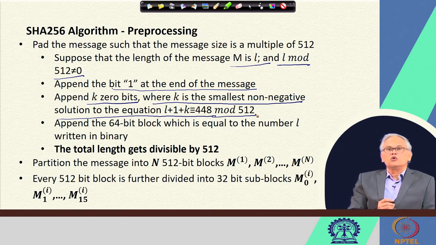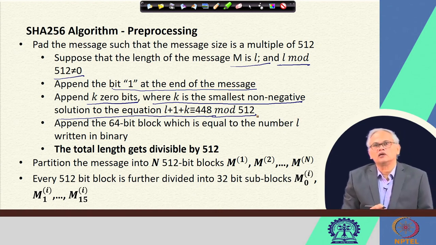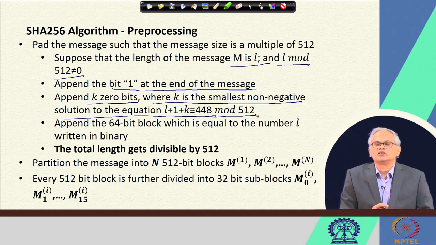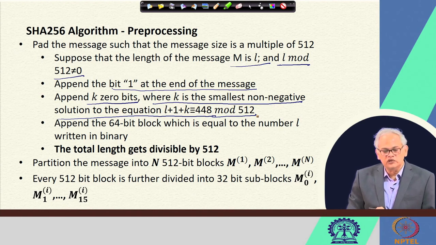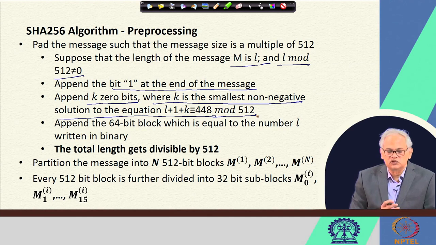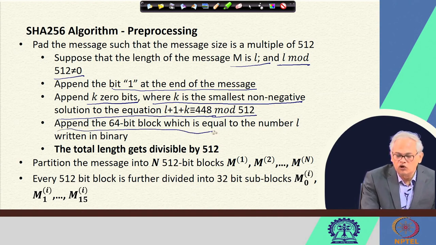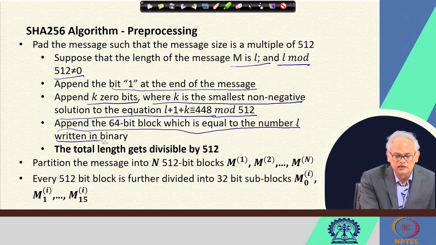So, this is a very simple step. In order that the input message size matches the requirement for applying the SHA-256 algorithm, we pre-process it so that certain properties are satisfied. As shown here, we have appended the bit 1 at the end of the message, and then we append k number of 0 bits, where k is the smallest non-negative solution to this particular equation, and then append the 64-bit block, which is equal to the number L written in binary.